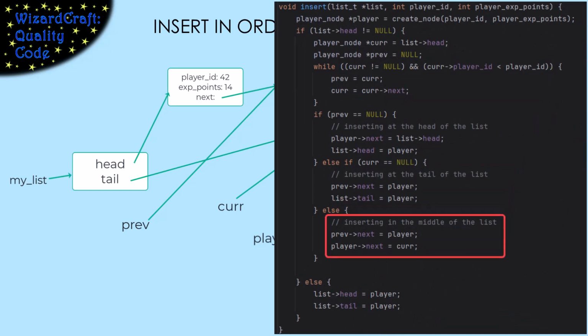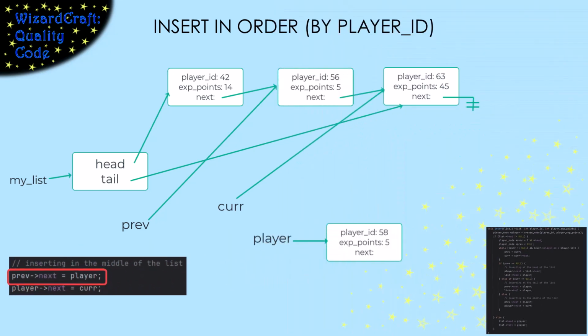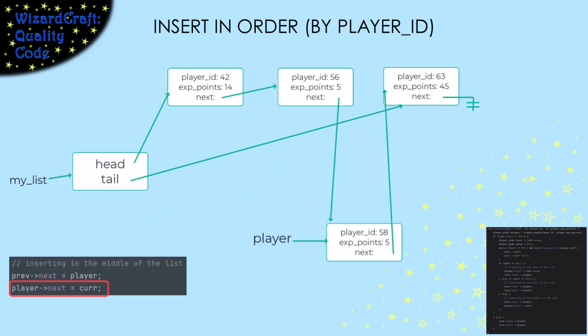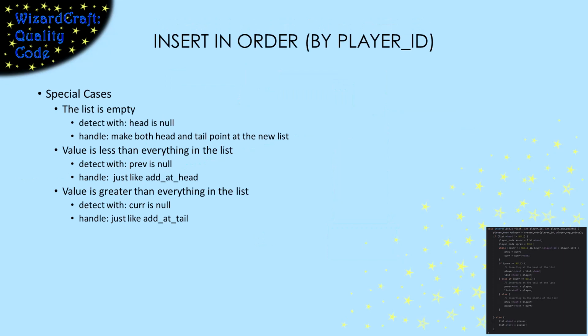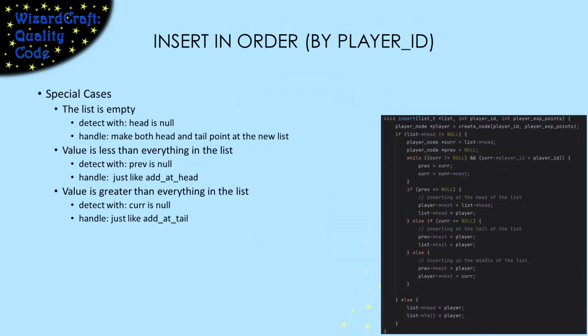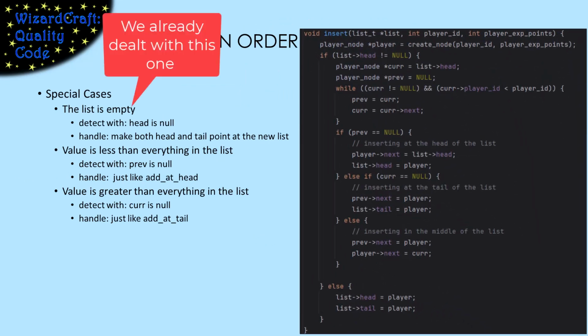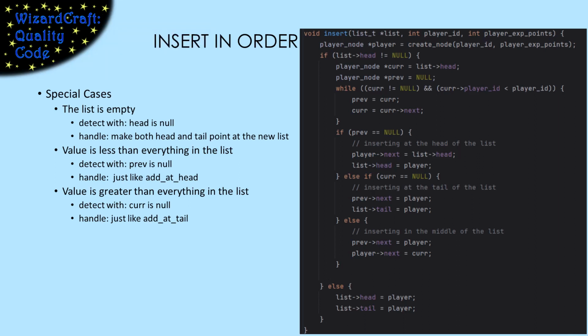Now we can hook the new node in by making the new node's next pointer point where cur is pointing, and make prev's next pointer point at the new node. And the list is still ordered by player ID. Now, there are some special cases that we need to worry about. In particular, we have to worry about when we are inserting at the beginning or ending of the list, because in those cases, we're going to have to fix up the head and tail pointers too.